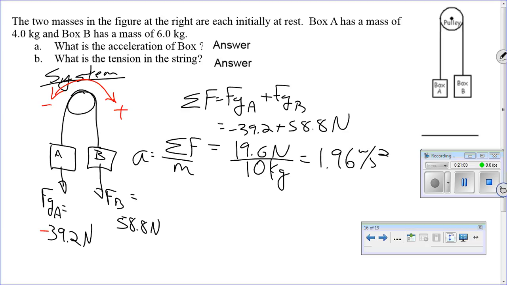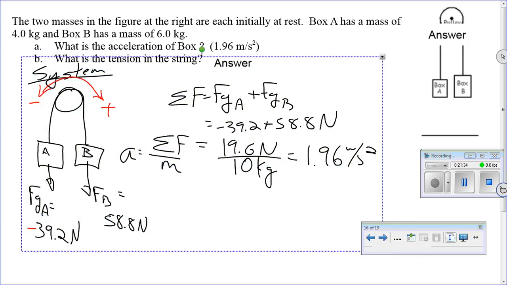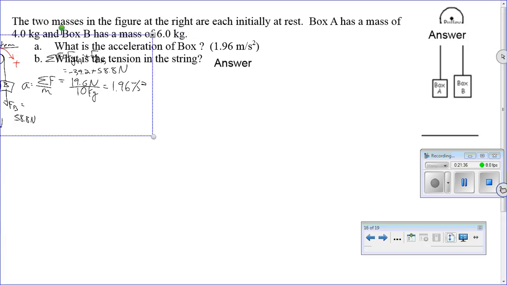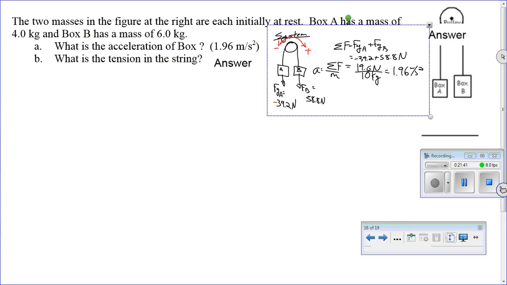Make sense, you guys? Questions? Cool. So that's question A. All right, B's. B says find the tension in the string. So really, you guys, this problem is almost identical to the one we just did, except it's gravity that's causing the system to accelerate instead of Roy pushing it.